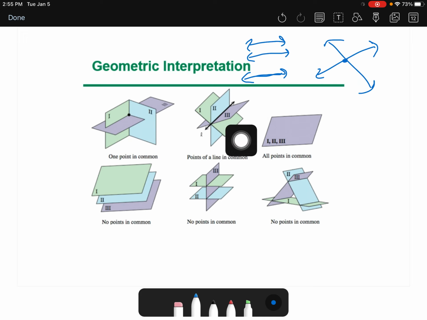Now, it is possible to have an infinite number of solutions, like planes could all intersect in a line, possibly, right? You could also have all the same equation where all points are in common, which would be just different forms of the same equation. It's possible you have no solutions because maybe you have parallel planes. It's also possible you have no solutions because two of them are parallel and another one cuts through in a different way. Here's another way that you could have no solution, where you have no points in common.